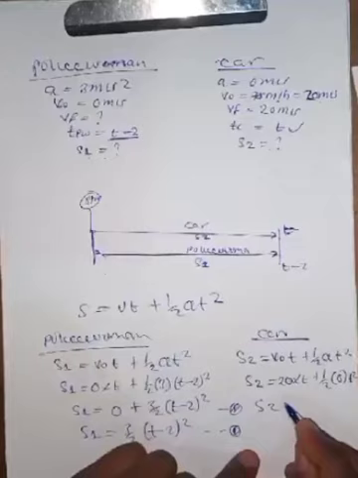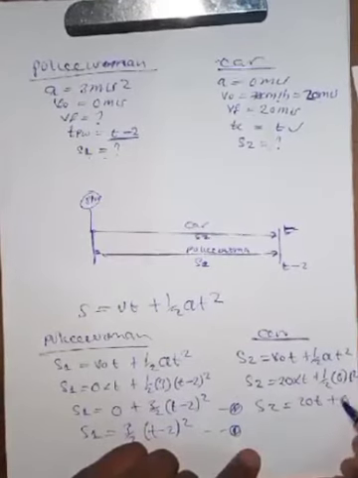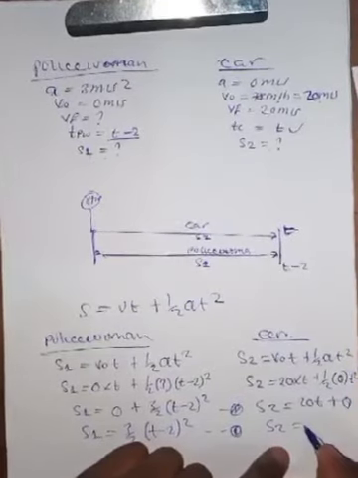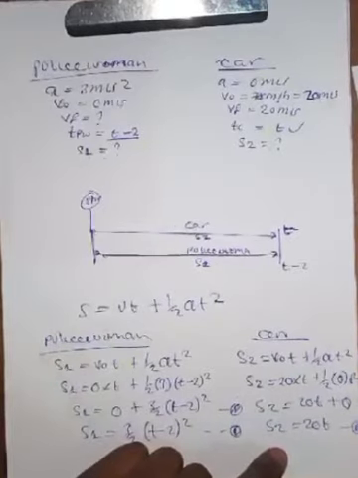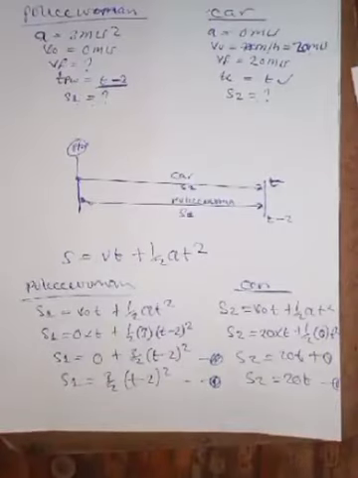This one was t minus 2. So S2 is equal to 20t plus 0. Then S2, because of this 0, everything here dies. We have 20t, equation 2. All together, I'm pretty sure we are following what is happening.